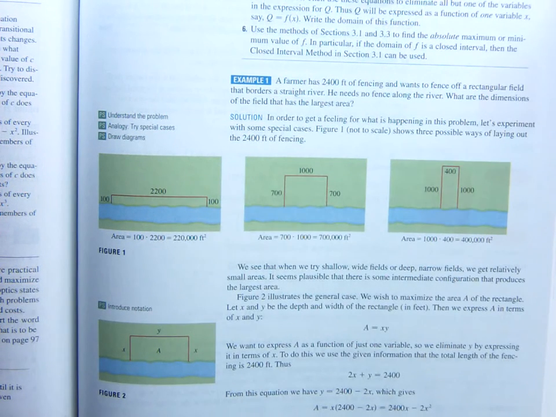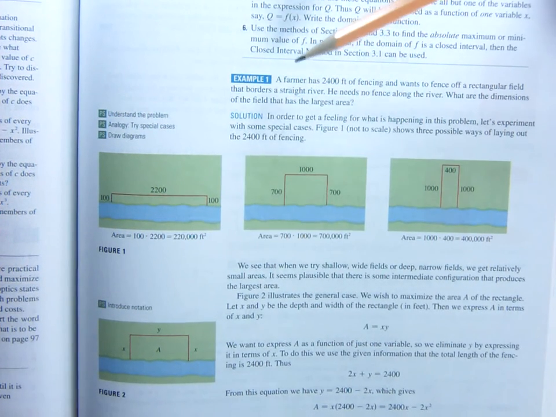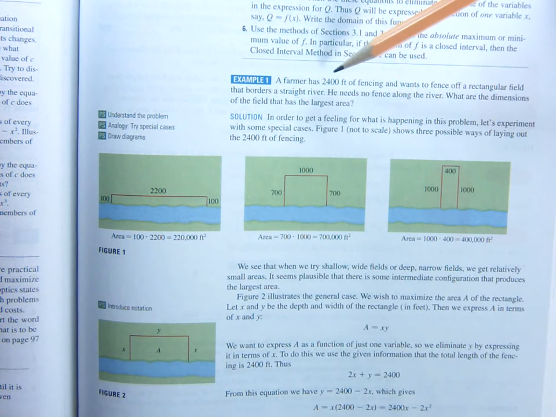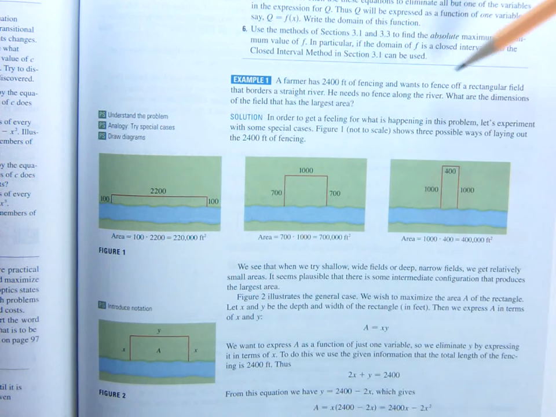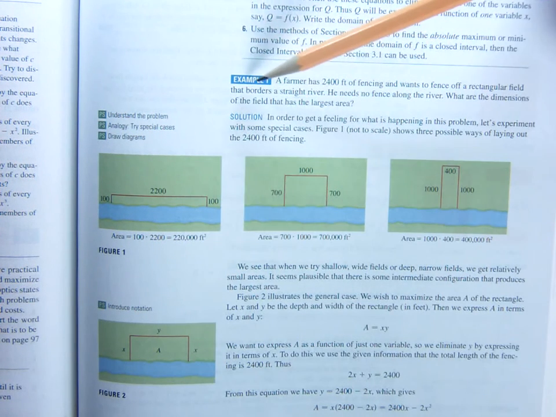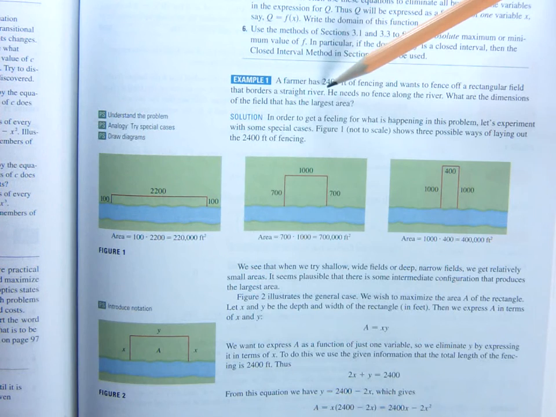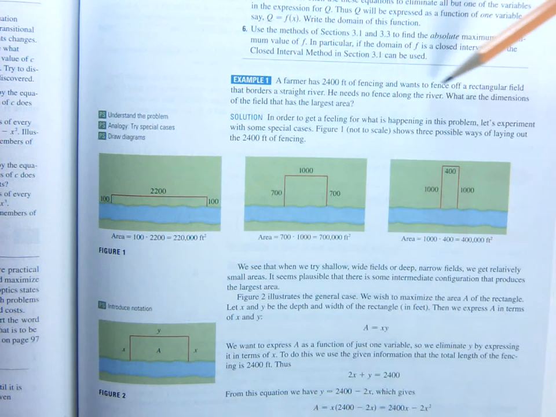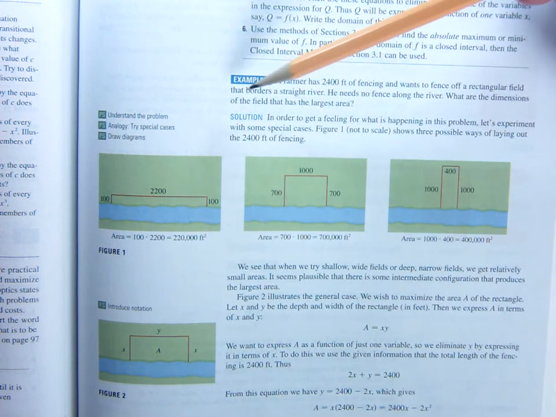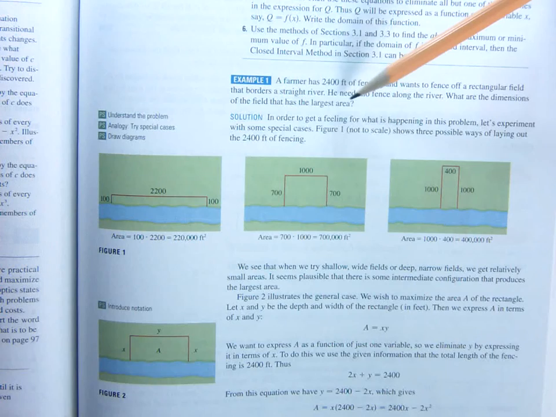So this first one is a classic. You have a farmer having 2,400 feet of fencing. He wants to fence off a rectangular field that borders a river. He needs no fence along the river. What are the dimensions of the field that have the largest area?